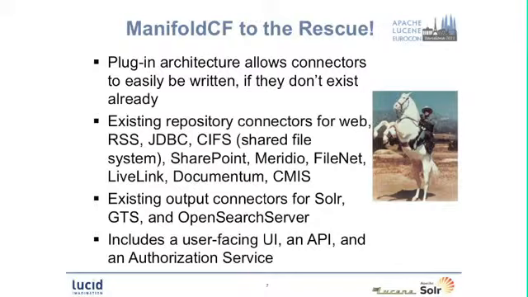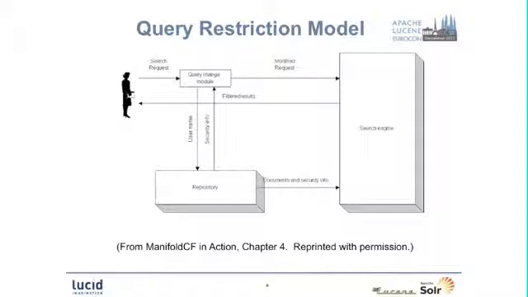So Manifold CF includes many different components, but the ones that are interesting to us at the moment are a user-facing UI, which is designed to let people set up searches, or not searches, but index operations, an API, which is a RESTful API, and an authorization service, which basically is the thing that allows you to ask Manifold, is this user allowed to see these documents? And this uses a query restriction model to do its work. As you can see from this picture, basically, there's a repository.